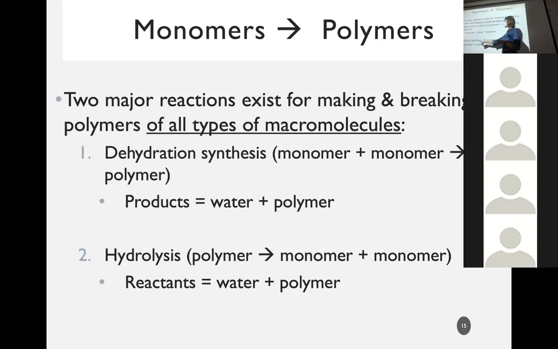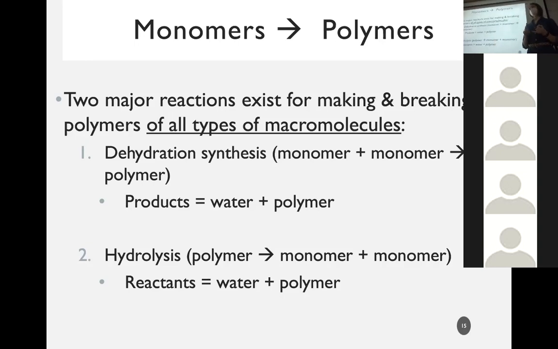The reactants are basically the same as the products are in the dehydration synthesis. So here the reactants, what's going into this, is the water and the polymer. That water is going to break that polymer apart, so you just have these individual monomers at the end. So it's interesting that the products and the reactants are the same, but on opposite sides of the reaction for each of these types of reactions.